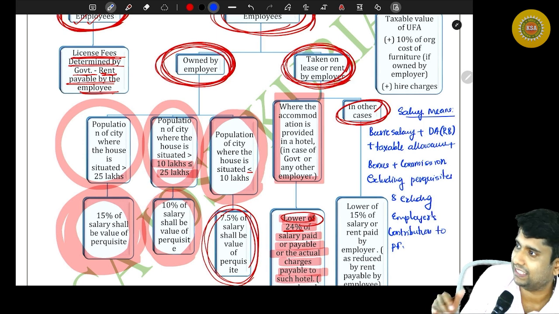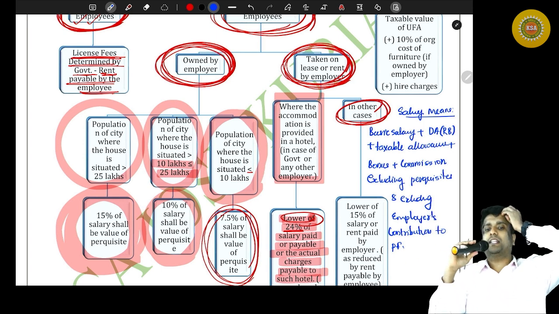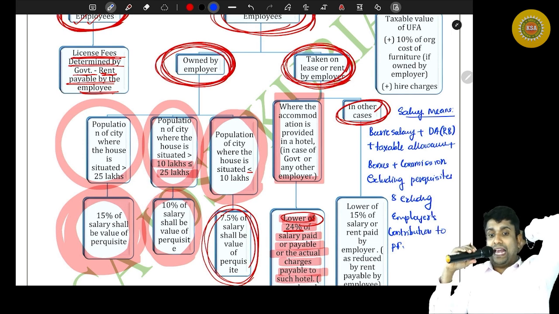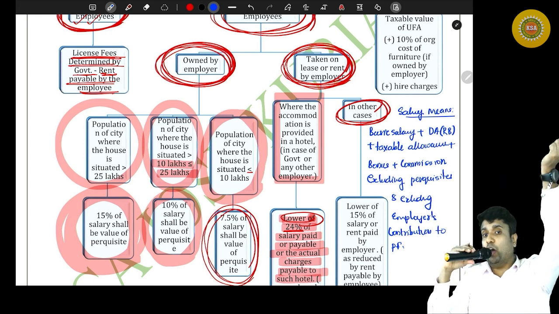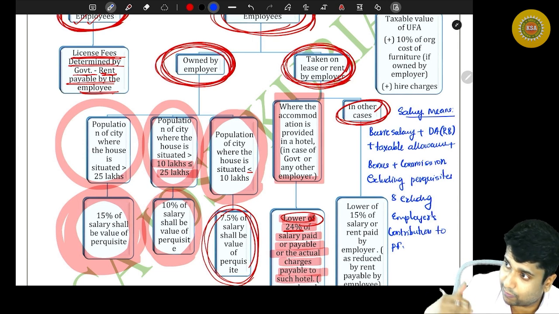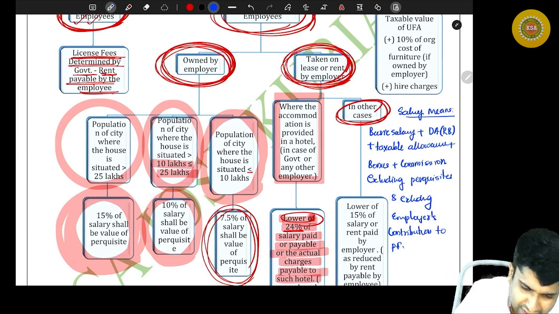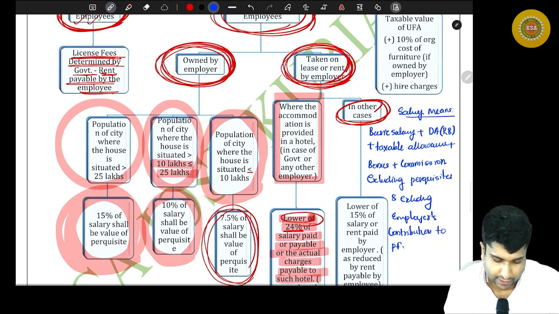Basic salary plus DA if it forms part of the retirement benefit, plus taxable allowance, plus bonus, plus commission, excluding perquisites and excluding employer's contribution to the provident fund. Whether it's taxable or not taxable, you can exclude these two items. Now let's solve a very small question and I'll let you go.